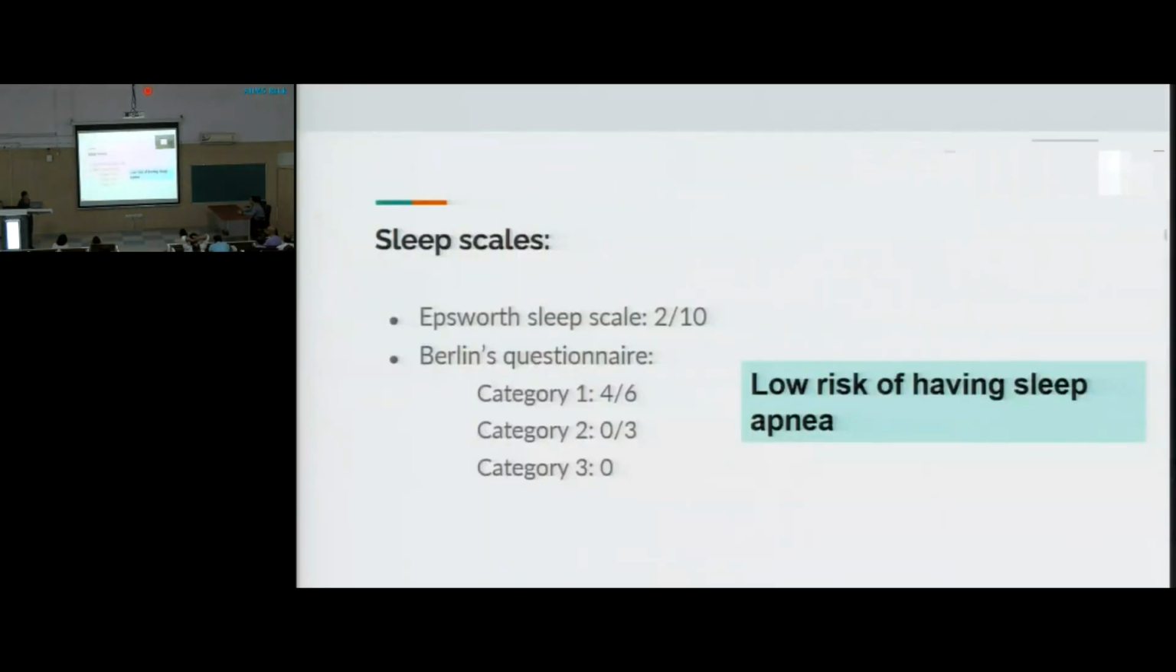The bilateral TMJ fusion has been depicted here. And since the patient gave a history of snoring, we had to do the sleep scales also: the Epworth scale and the Berlin questionnaire. In the Epworth scale, the patient had a score of 2 out of 10, where she gave a history of sleep after her lunch, and of sleep when driving in a car without a break for half an hour. In the Berlin questionnaire, categories 2 and 3 were 0; none of the questions were positive. In category 1, it was 4 upon 6. Since only one category was positive, it showed her low risk of having sleep apnea.